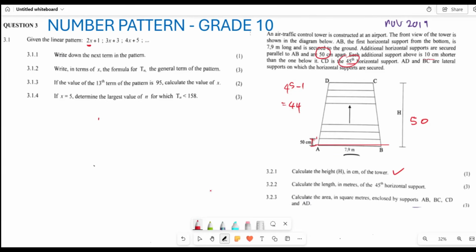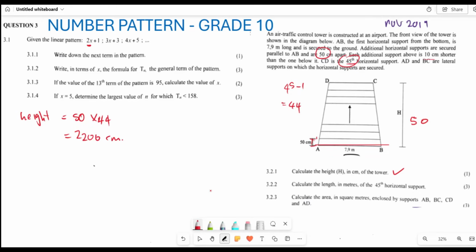And which means here, this is going to be 50, right? So your height is going to be 50 multiplied by 44 horizontal supports. Now, the 45th one is the one that is at the bottom, so it doesn't cover any area altogether. So basically, that is going to be 50 multiplied by 44, which is 2,200 centimeters, right? Now that is going to be 2,200 centimeters.